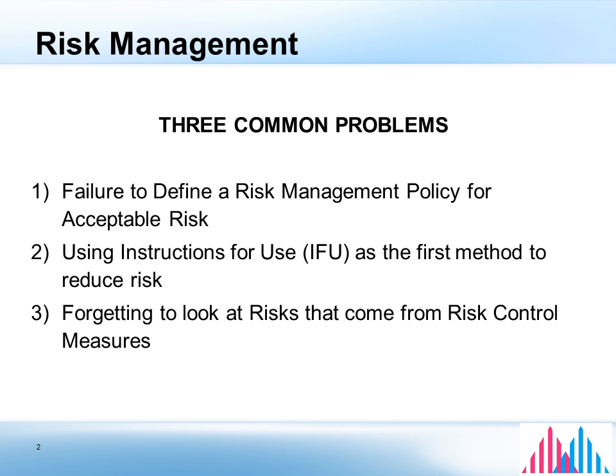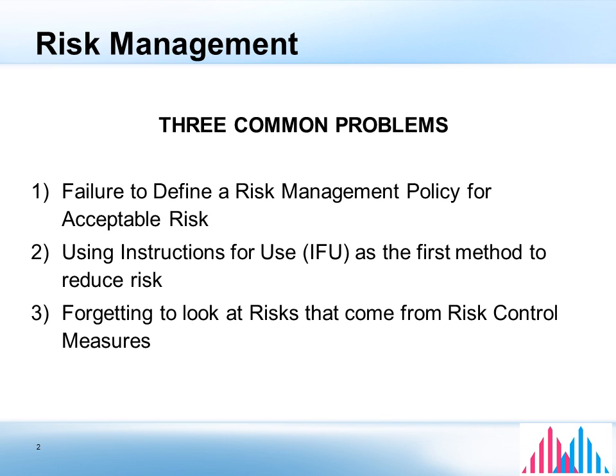In working with manufacturers on their risk management documentation, I've noticed several common problems that occur again and again, and today we'll talk about three of these common problems. First, the failure to define a risk management policy for what is acceptable risk. Second, using the instructions for use as the first method to reduce risks. And third, forgetting to look at risks that come from risk control measures.